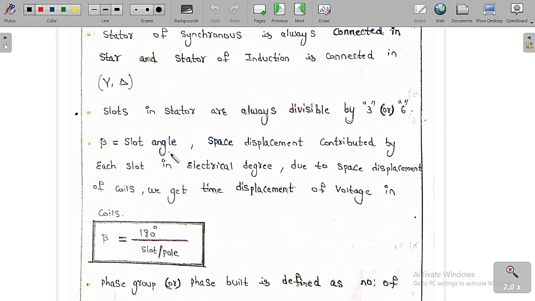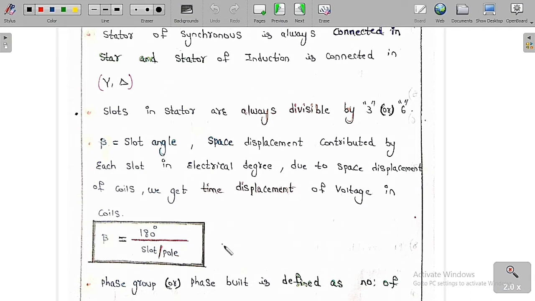Beta is called the slot angle. Slot angle means the angle between two adjacent slots, and the space displacement contributed by each slot in electrical degrees. Due to space displacement of coils, we get time displacement of voltage in the coils. This beta is nothing but 180 degrees divided by slots per pole, that is, the ratio of 180 degrees to the pole pitch. Pole pitch means slots per pole.